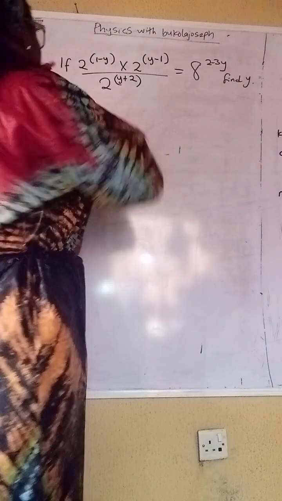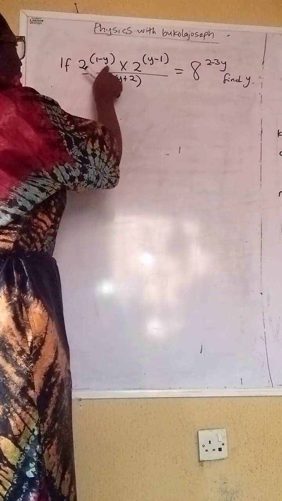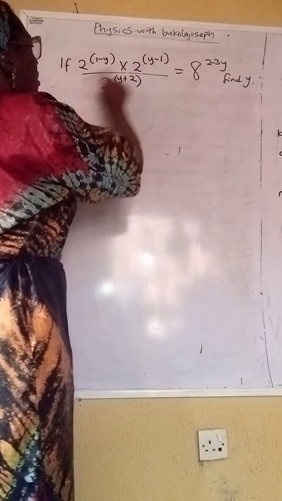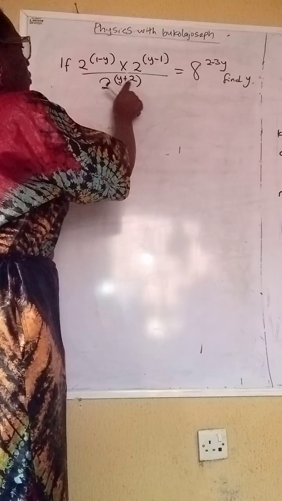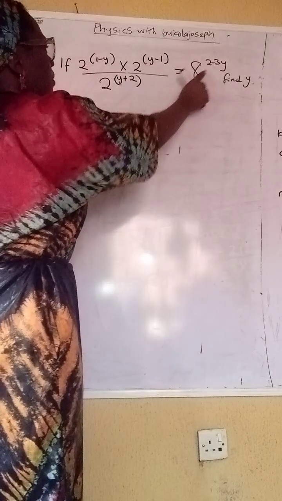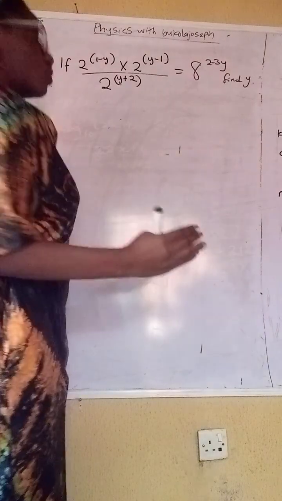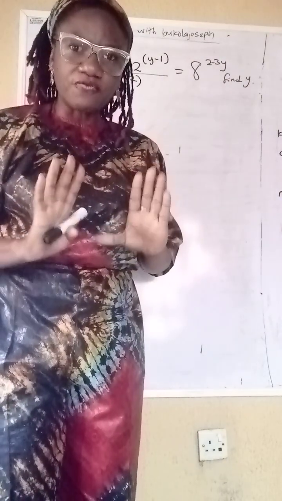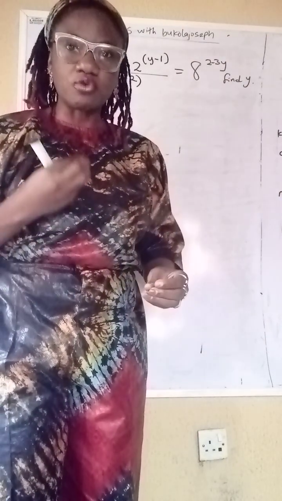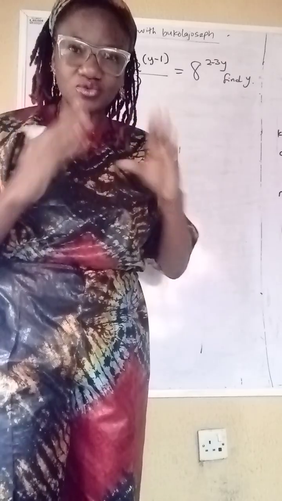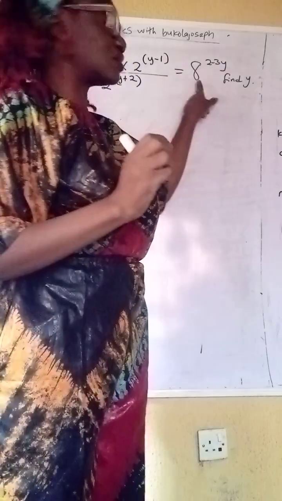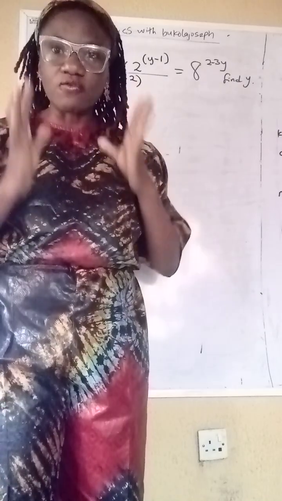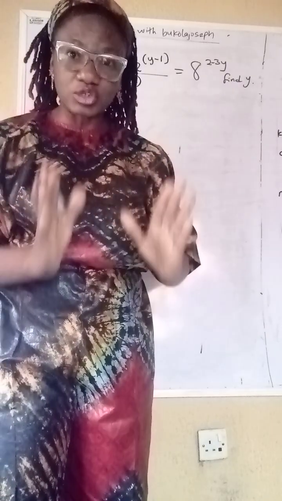Okay, so we have: if 2 raised to power 1 minus y times 2 raised to power y minus 1, all over 2 raised to power y plus 2, is equal to 8 raised to power 2 minus 3y. So when you have this kind of problem in front of you, the first thing you should do is to convert everything you have there to the same base. So you can say this is 8 and then we have the rest of them in base 2. So we have to convert everything we have on the board to base 2.